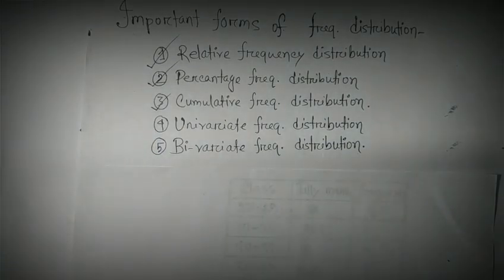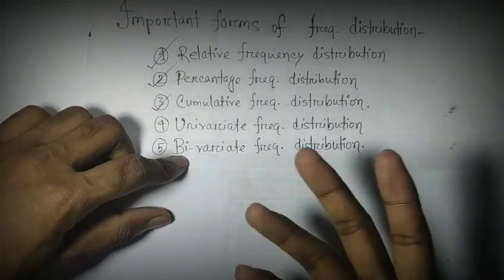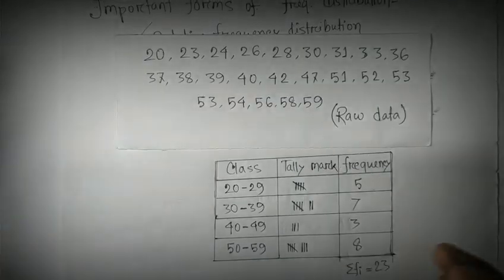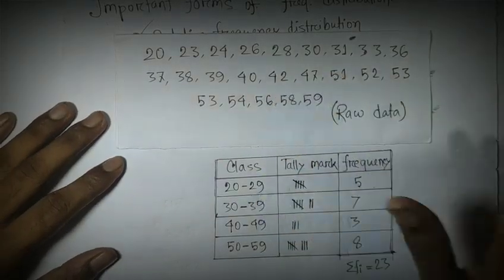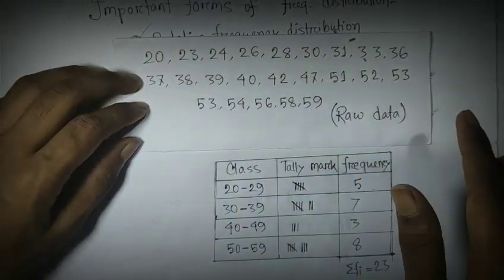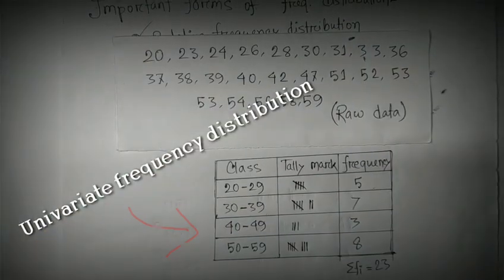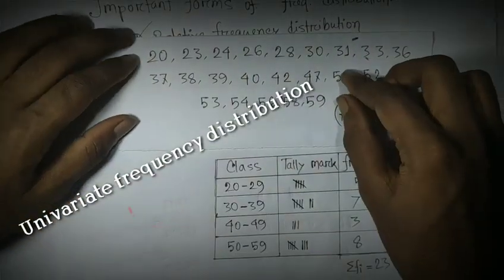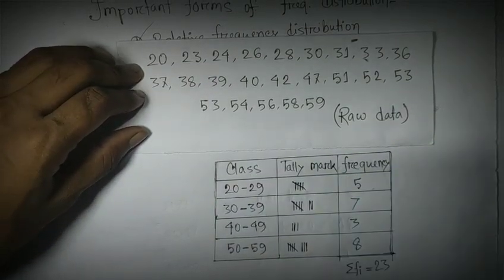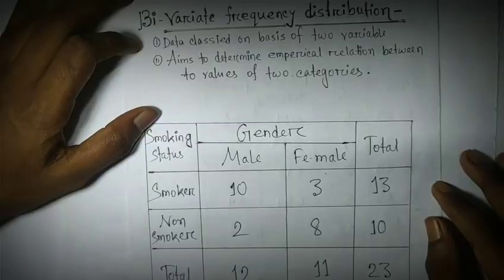Univariate frequency distribution is a distribution of one variable, and bivariate frequency distribution is a distribution of data of two variables. This is a frequency distribution of a single variable. Suppose this is the data of daily expenditure of a kid. So the only variable is daily expenditure. There are no other variables except it.